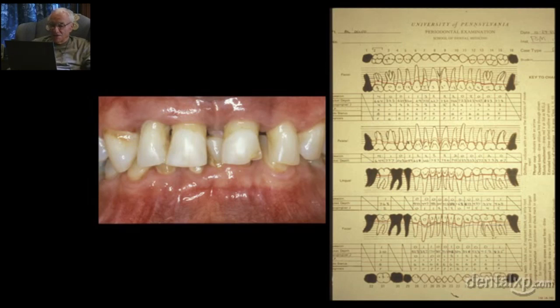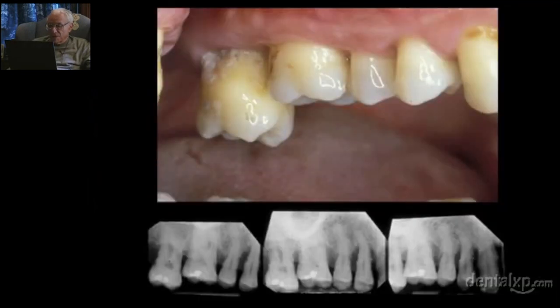So the anterior teeth suffered severe retrograde wear, and charting shows an unopposed maxillary right second molar super erupted, as I say, unopposed.